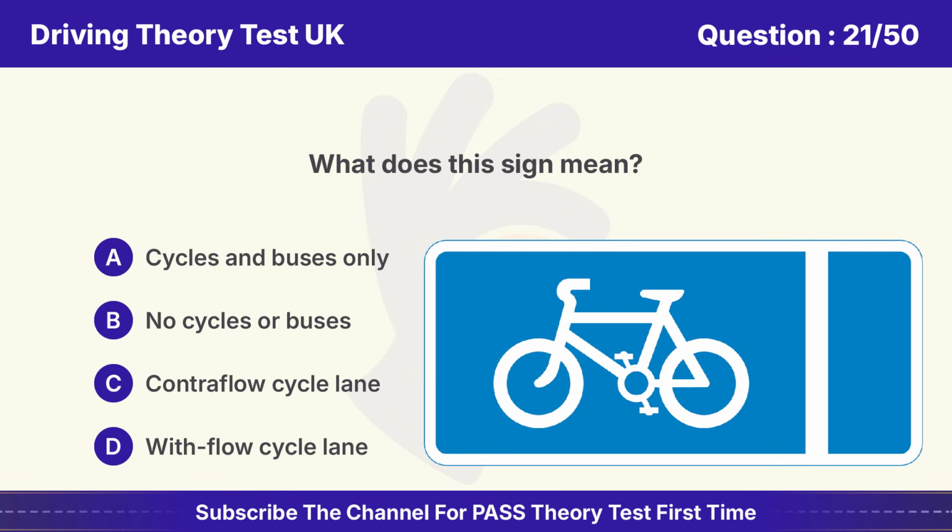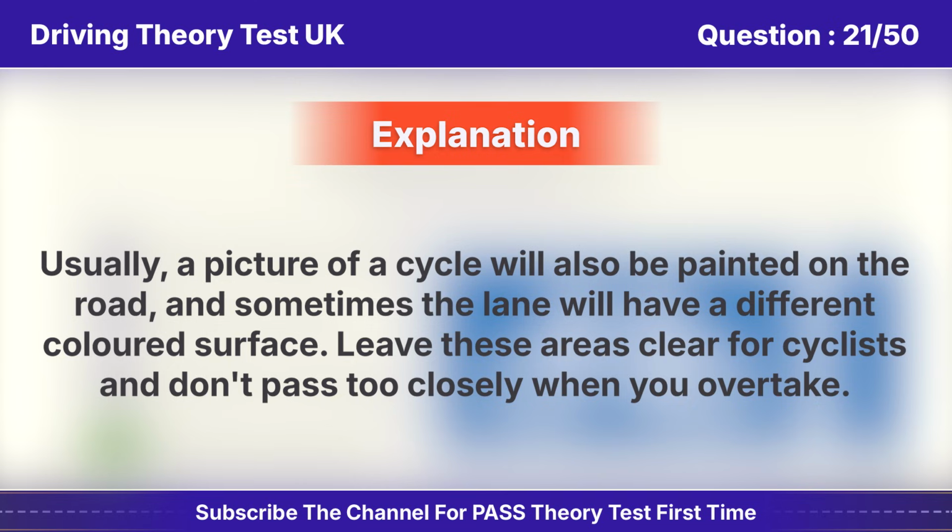Question 21. What does this sign mean? Answer is D. With flow cycle lane. Usually, a picture of a cycle will also be painted on the road, and sometimes the lane will have a different colored surface. Leave these areas clear for cyclists and don't pass too closely when you overtake.